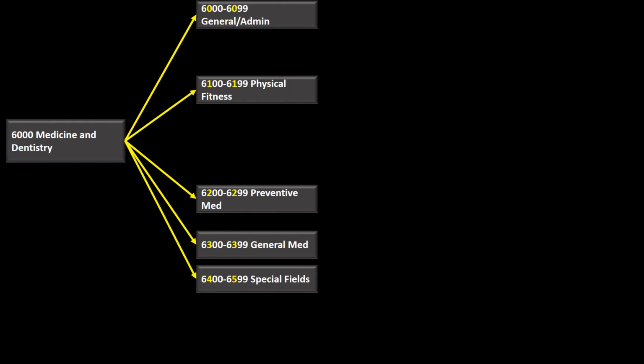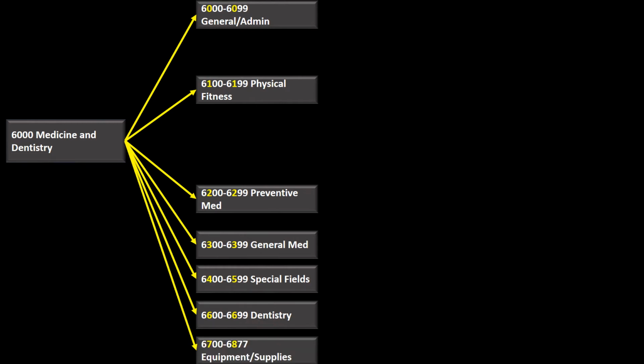Our 6400 through 6599, that has to do with special fields under medicine and dentistry. Our 66, that's specifically to dentistry. And then 67 through 6877, that has to do with equipment and supplies. So let's get into these a little bit more. Well, actually, before we do that, typically, and I'll talk about this on the next slide as well, I try to memorize these fields right here, okay?